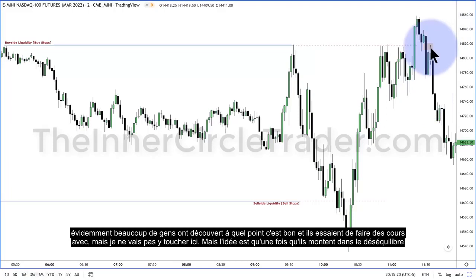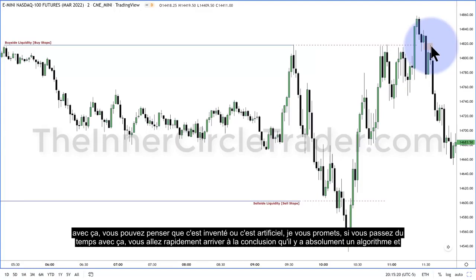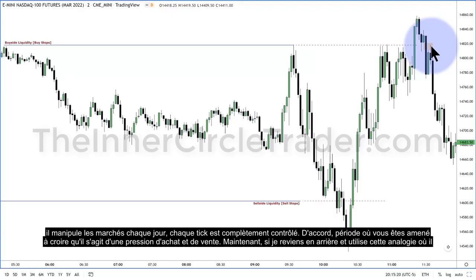But the idea is, once it goes up into that imbalance, as soon as it enters that area, the algorithm delivers price. Now, some of you may not know what that means, and some of you may not even agree with it. You may think that this is made up or it's contrived. I promise you, if you spend time with this, you're going to quickly come to the conclusion that there absolutely is an algorithm, and it's manipulating the markets every single day, every single tick. It's completely controlled, okay, period.